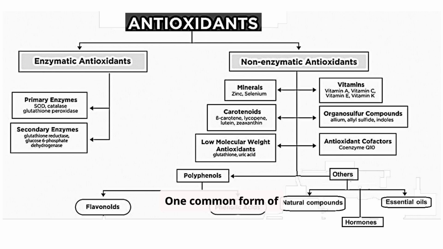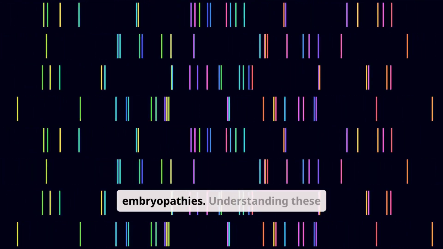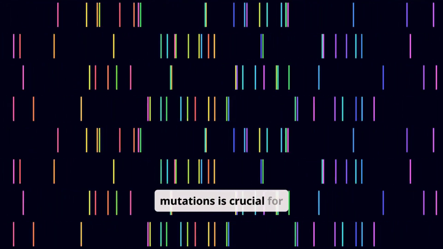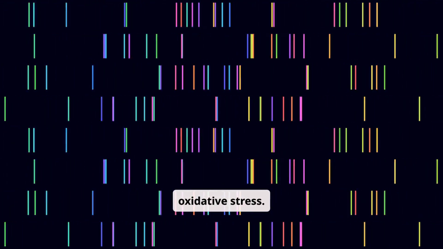One common form of DNA damage is the formation of 8-oxoguanine from guanine. This can lead to transversion mutations, cancer, altered transcription, and embryopathies. Understanding these mutations is crucial for comprehending the long-term consequences of oxidative stress.